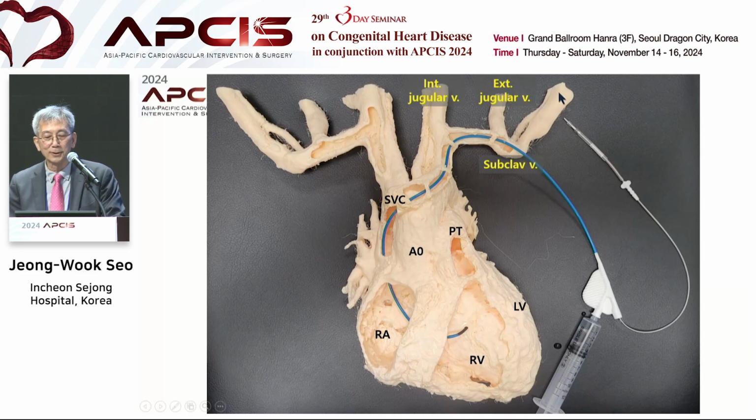I recently produced this kind of 3D printed cast of the vascular system with a hand like this. And this is the subclavian vein, jugular veins, and so on. So we perform subclavian puncture, with a sheath catheter going through the innominate vein to the SVC, to the right atrium, to the right ventricle, to puncture to produce conduction system pacing somewhere in this area.